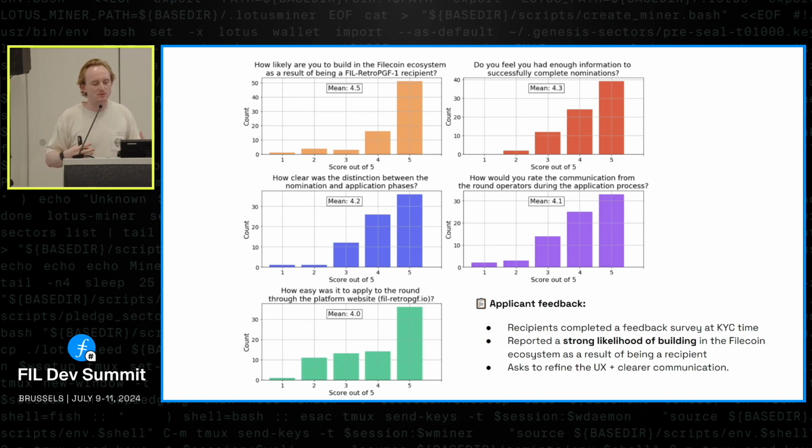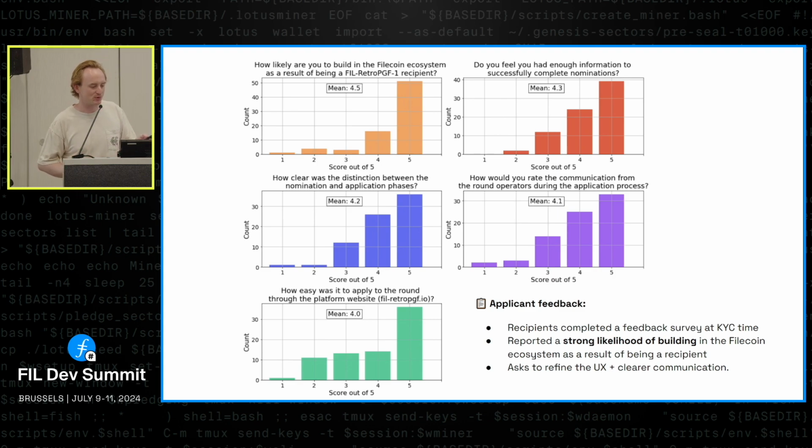In terms of other feedback, we looked at whether people felt there was a clear enough distinction between the nomination and application phases, whether they had enough information, whether we communicated well to people, and the website and the user interface. In general, there were some comments to be a bit more precise with the communication, make things super clear, and also make the website a little bit slicker to use in some senses. But this is the nature of running the first round.